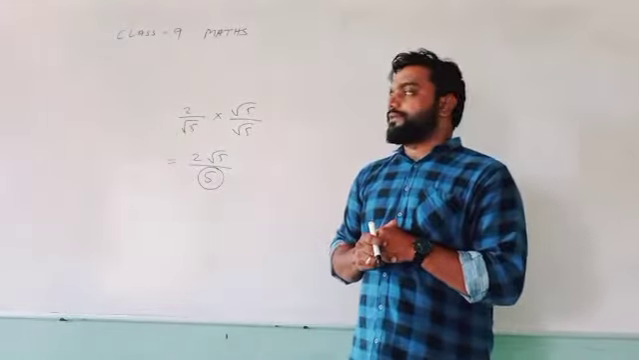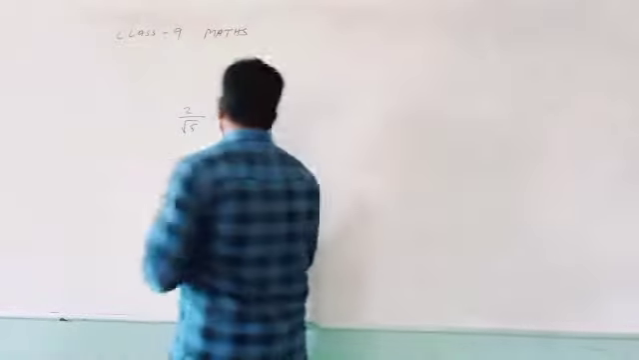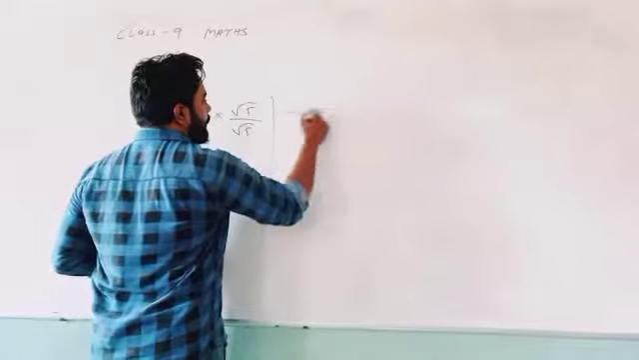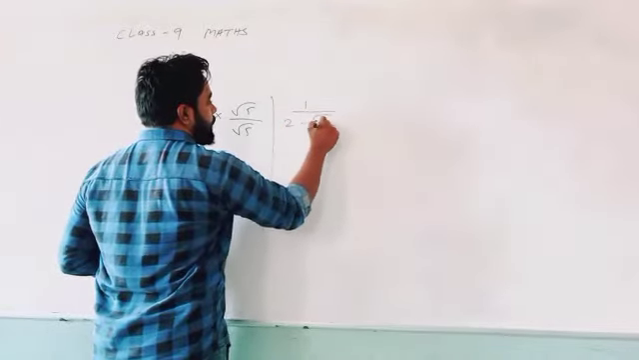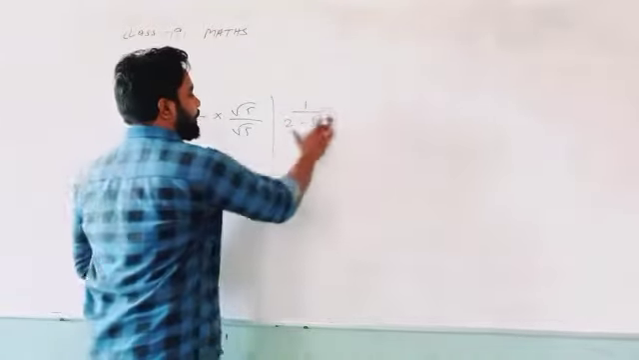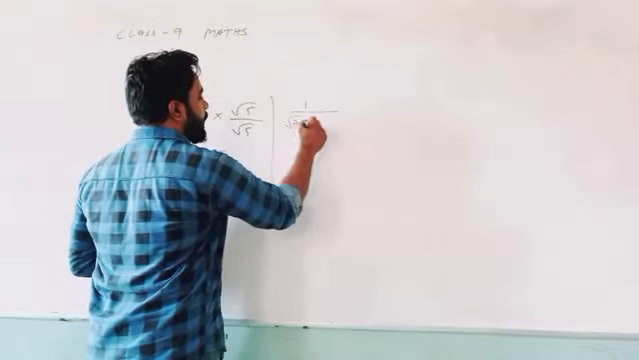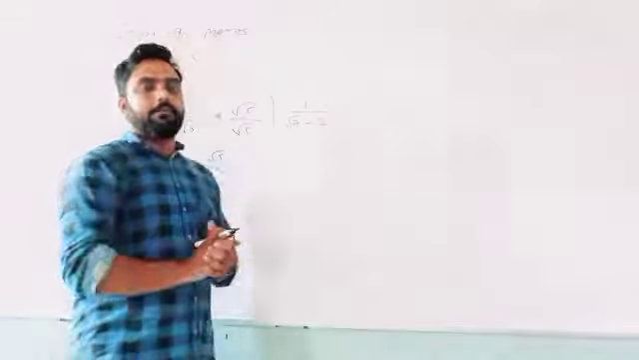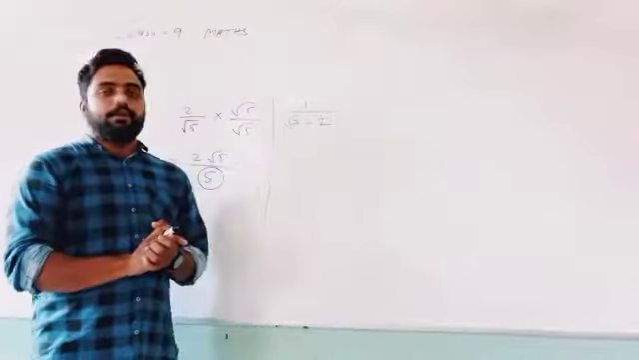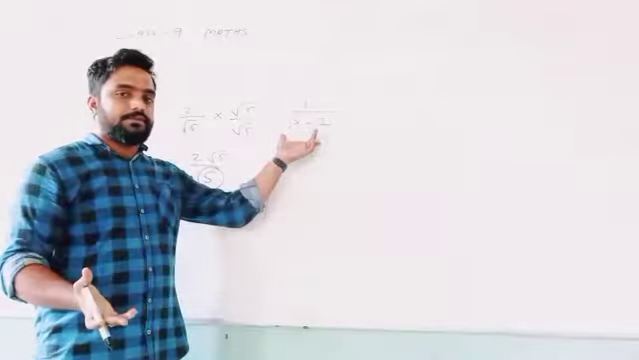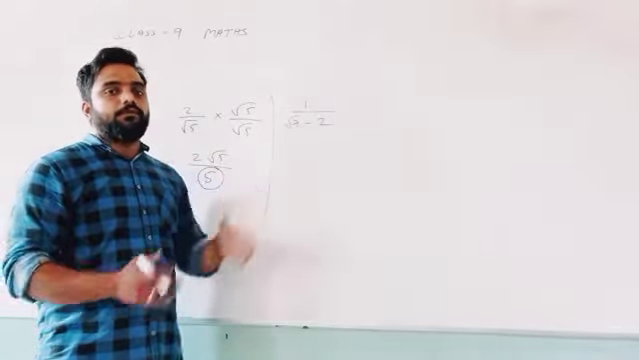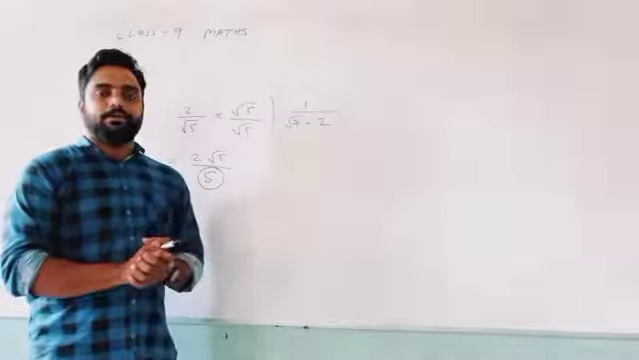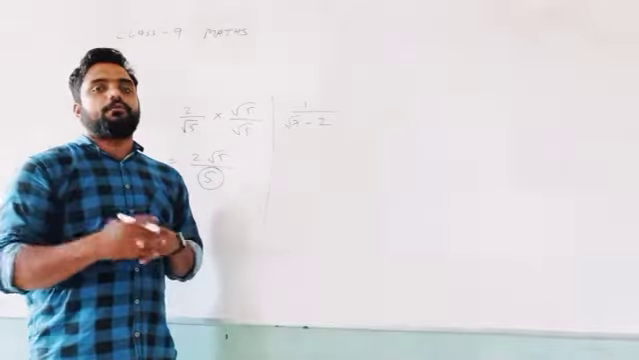Now suppose another type of example is given to you. Suppose 1 upon 2 minus root 7. Sorry, root 7 minus 2. Suppose this type of value is given to you. Here just see, the denominator as usual is in the irrational form. Now if you want to convert this denominator into the rational form, what can you do?